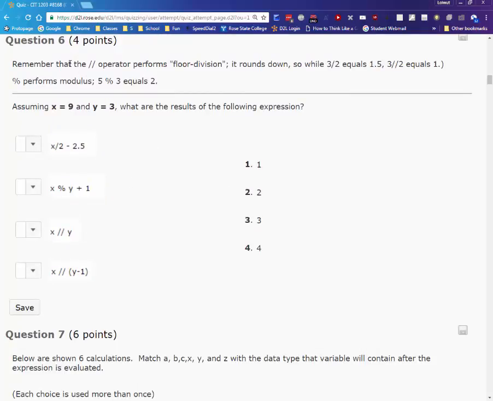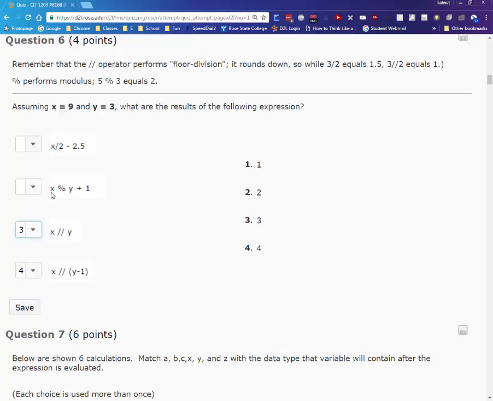So let's see. Remembering that slash slash means floor division, which rounds down, also known as integer division in other programming languages. So here we have x floor division, y minus 1. X is 9. Y is 3, so y minus 1 is 2. 9 divided by 2 is 4.5, but that rounded down would be 4. Why do we round down? Because of the floor division. X floor division y, well, 9 divided by 3, there's no reason to round it down because that's just 3.